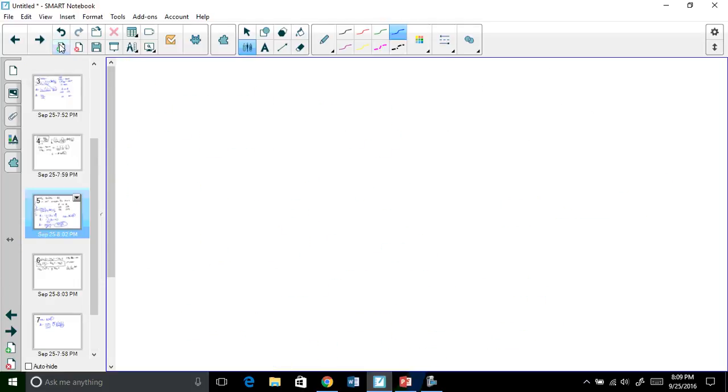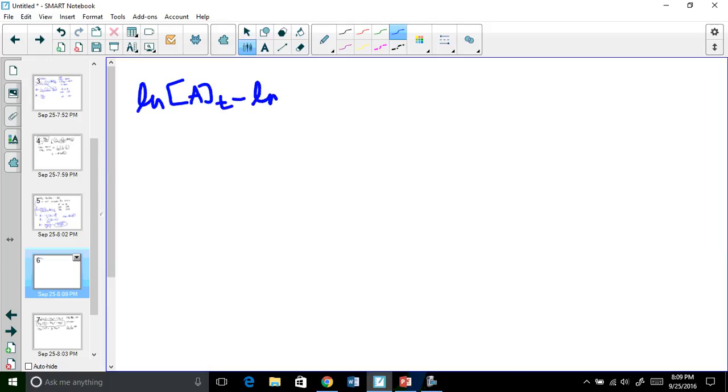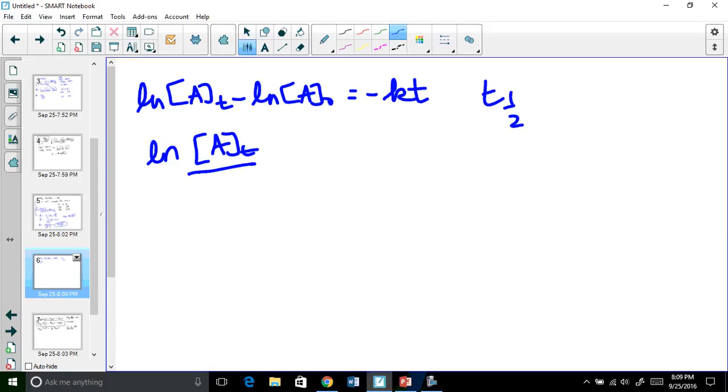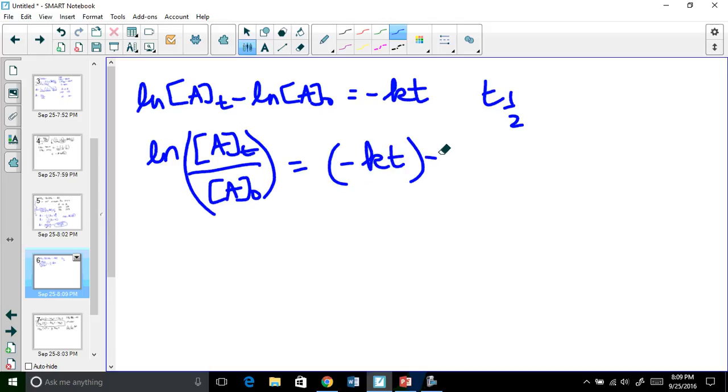Let me go to a new slide. Again, it's the ln of A at some time minus the natural log of the concentration when it started equals negative kt. But now they want to know what the half-life is, so the time for half of this to be gone. And so using the properties of logarithms, again, okay, equals negative kt.